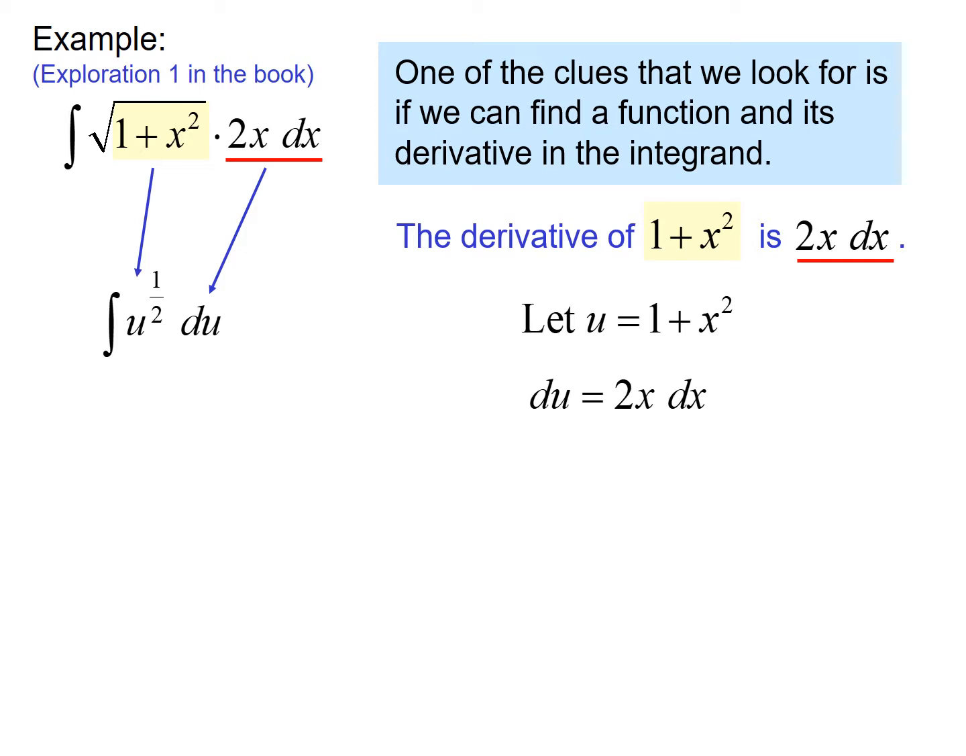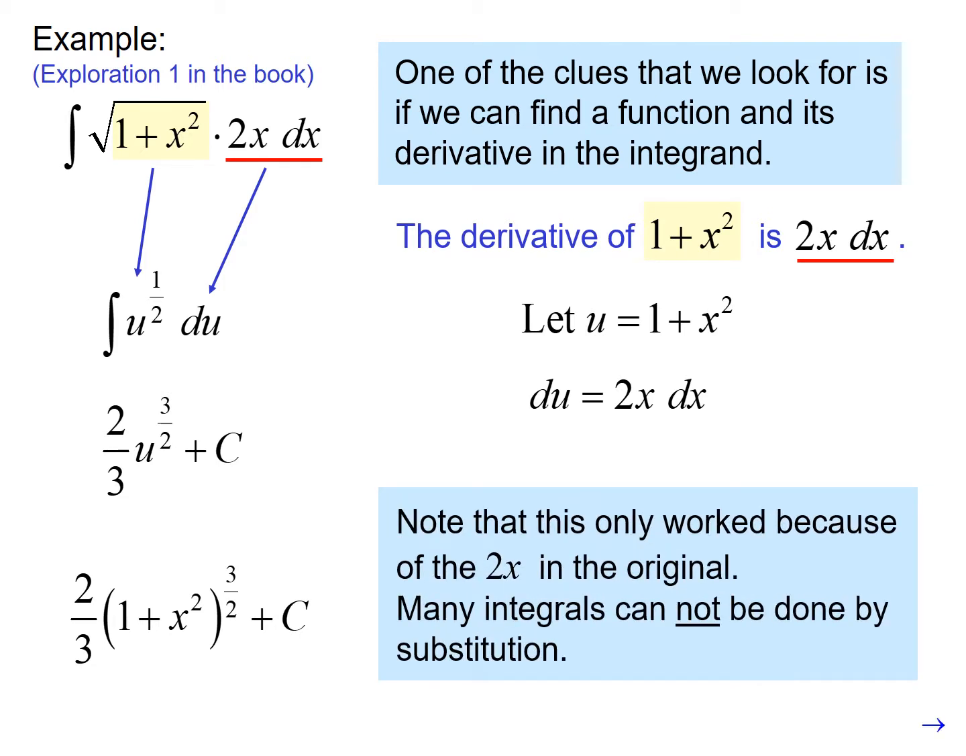So I replace 1 plus x squared with u. Since du equals 2x dx, I can replace 2x dx with du. Then I can take the antiderivative, and I can substitute 1 plus x squared back in for u. So this method was able to work because we had that 2x there. We had the derivative of the stuff underneath that square root. That allowed us to use u substitution.